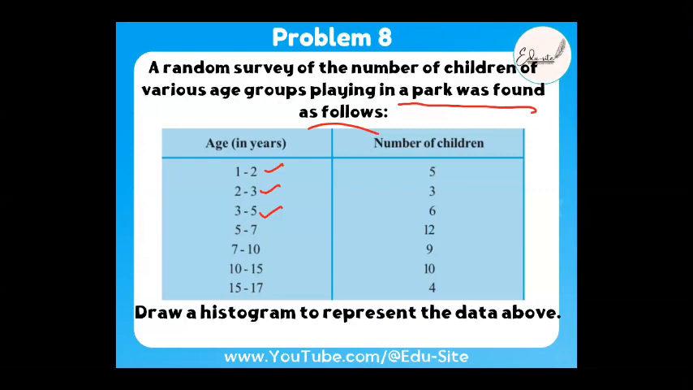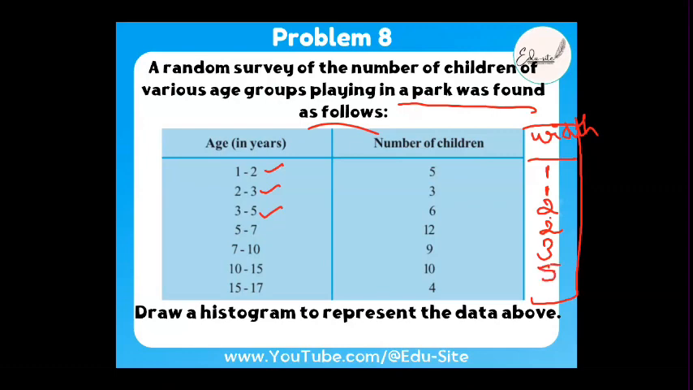Come on, what did you do here? Write the width of the class. Come on, tell me one by one. What is the width? It's 1. 2 minus 1 is 1. What is 3 minus 2? Again 1. Next? 2. Excellent. What is next? 3. Yes, excellent. What about this? 5. What about this? 2. Excellent. What is the next column that we have to make?